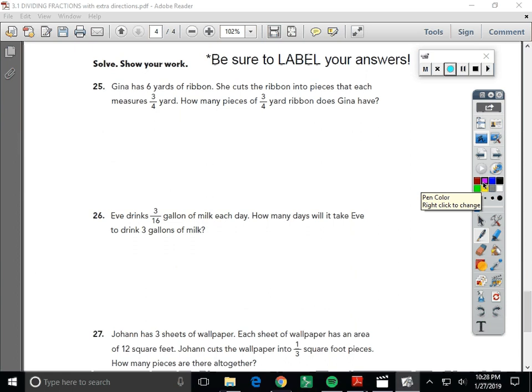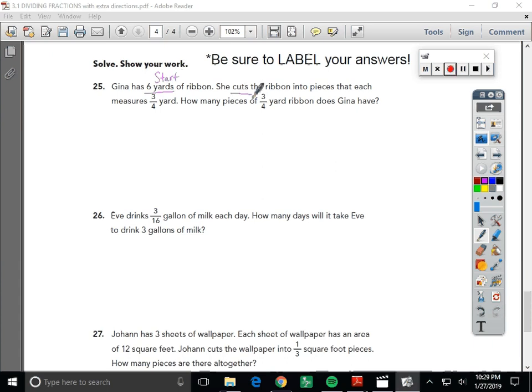Looking at number 25, it says solve, show your work, and also be sure to label your answers. Gina has 6 yards of ribbon. She cuts the ribbon into pieces that each measure 3/4 yard. How many pieces of 3/4 of a yard ribbon does Gina have? I always like to think about the start. So we're starting with 6 yards.